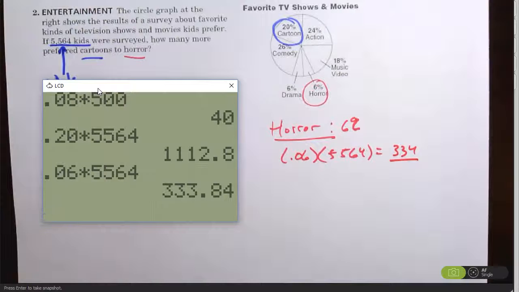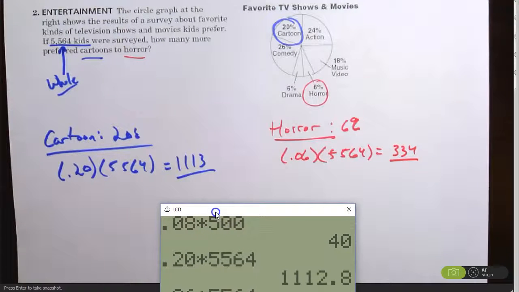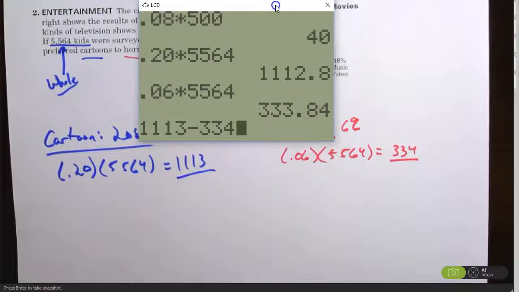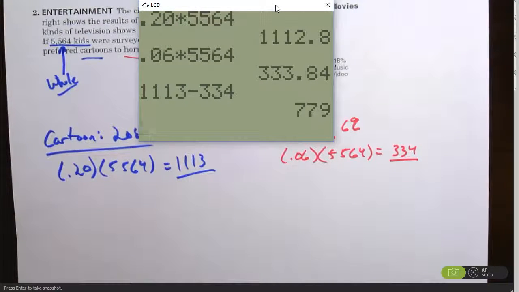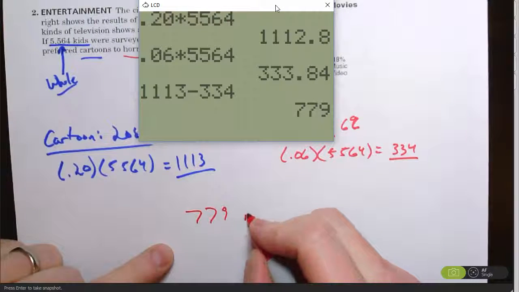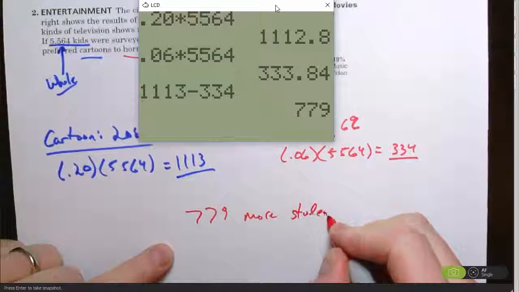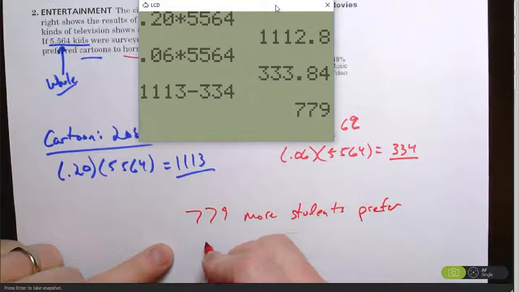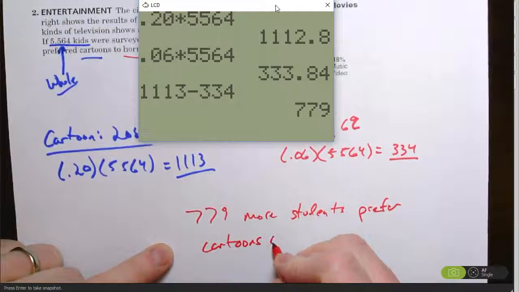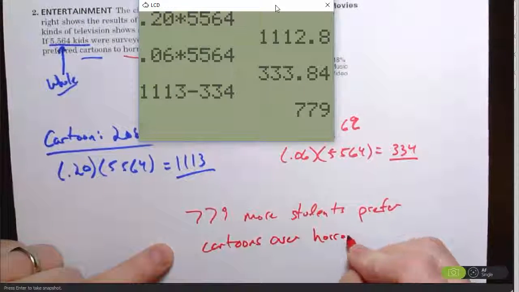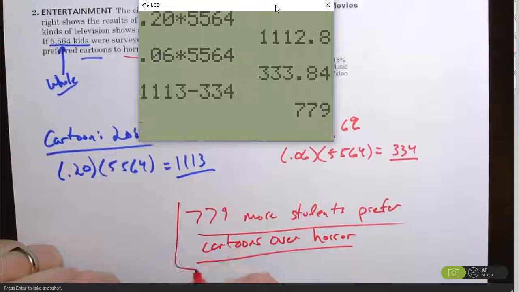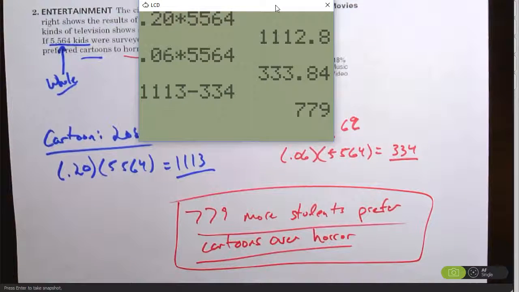So now we know that we have 1,113 kids that like cartoons. We have 334 that like horror. So we'll do 1,113 minus 334, and that gives us 779. So 779 more students prefer cartoons over horror films. There we go.